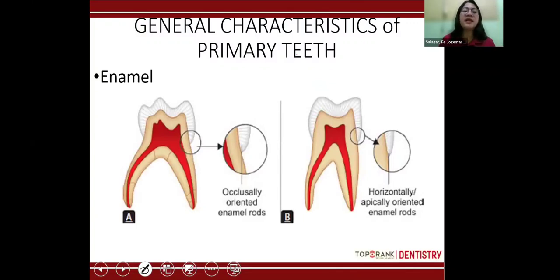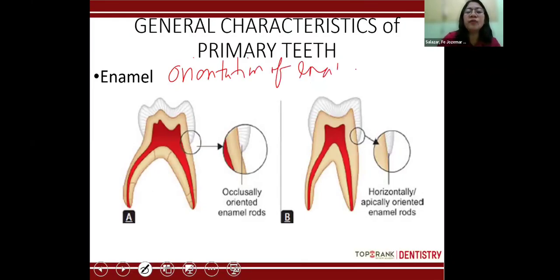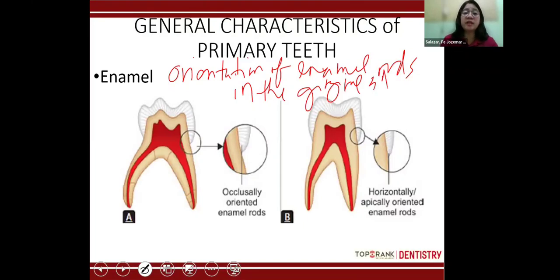Another difference on the enamel of your primary teeth would be the orientation of your enamel rods in the gingival third. O, ang pinag-uusapan lang natin is the gingival third. So dito lang, kapag primary, your gingival third enamel rods are oriented occlusally. O, primary, occlusally. Pag permanent naman, either horizontal or apical.